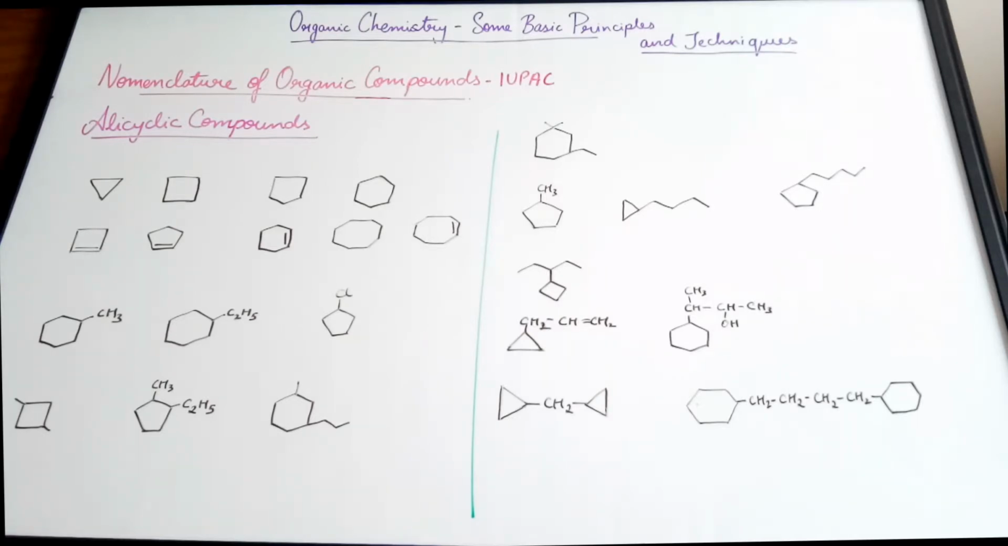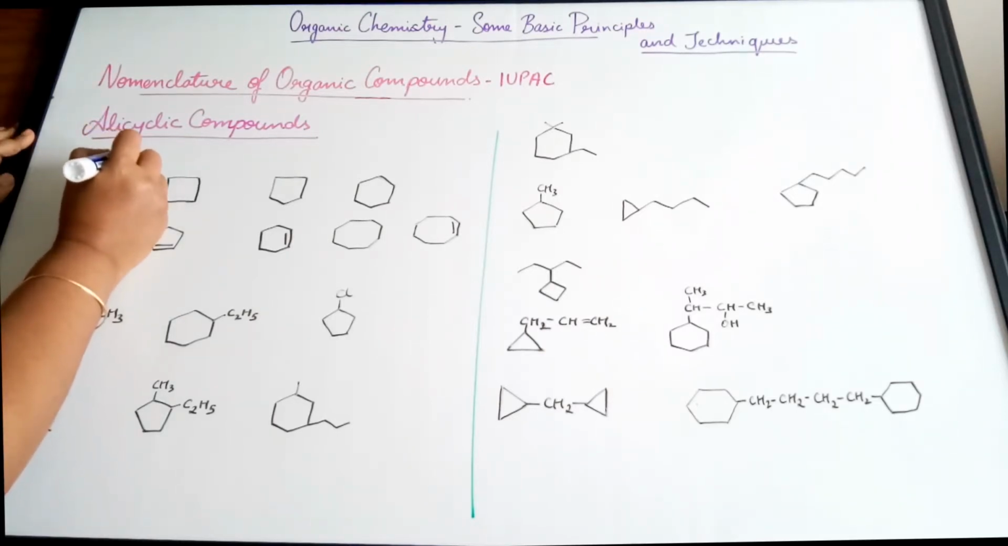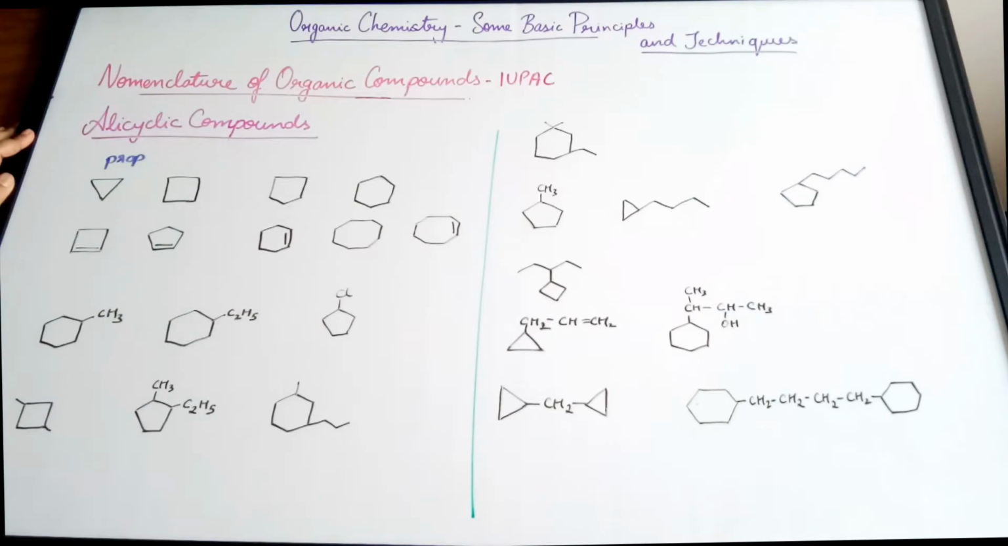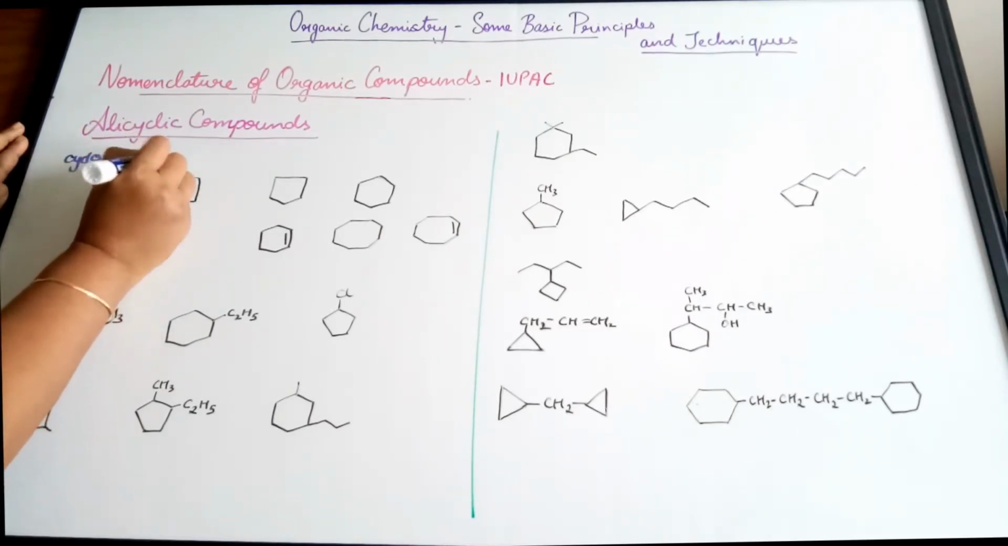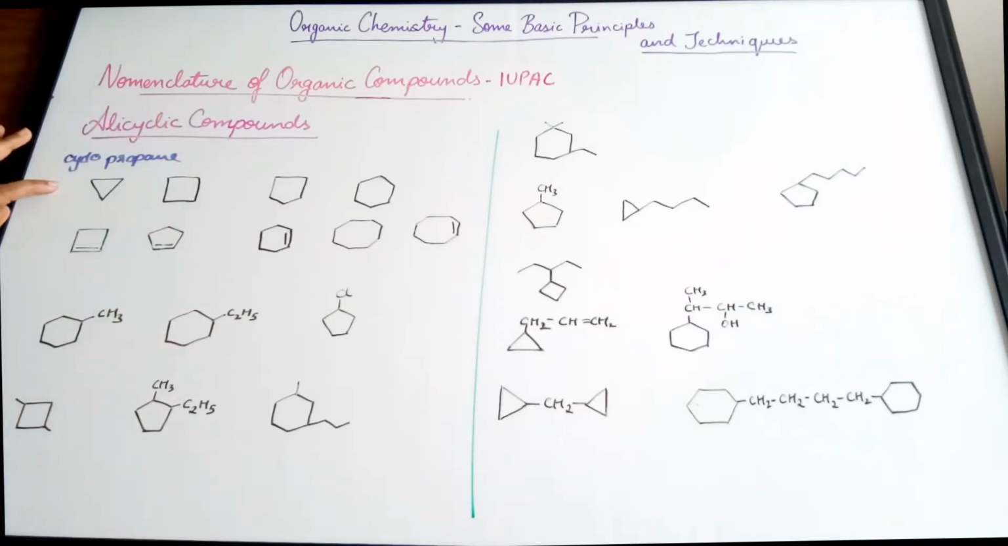the word cyclo is used before the corresponding straight chain name. For example, this particular ring has 1, 2, 3 carbon atoms, and for such a compound, prop would be its basic word root. So here, cyclopropane is the name of this compound.